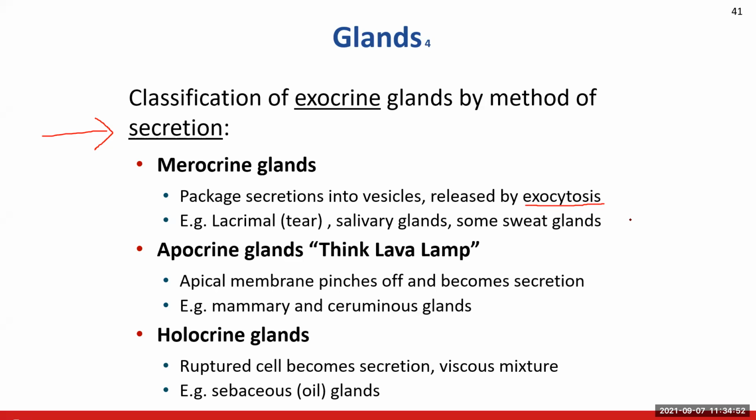So you see this in some of the sweat glands, the salivary glands, and your tear or lacrimal gland, which is up on the lateral portion of your eye there, right? So these cells make the secretions, put them in a little envelope, a little transport vesicle, secretory vesicle, and they ship them to the plasma membrane, and then it releases the contents through exocytosis. So that's the merocrine gland.